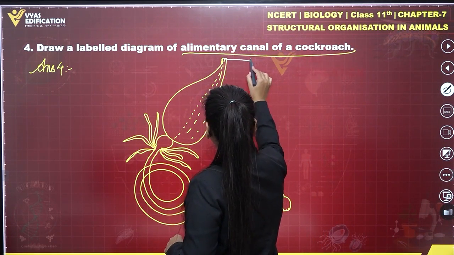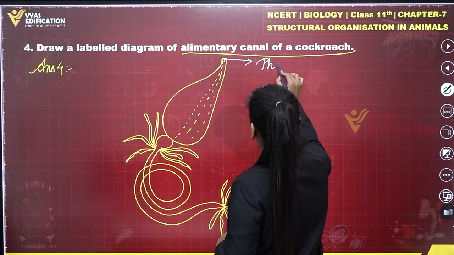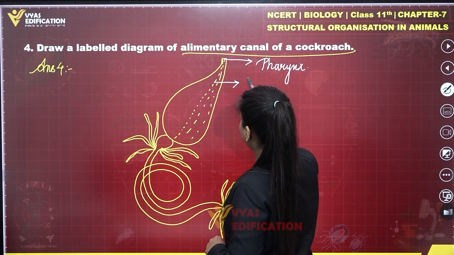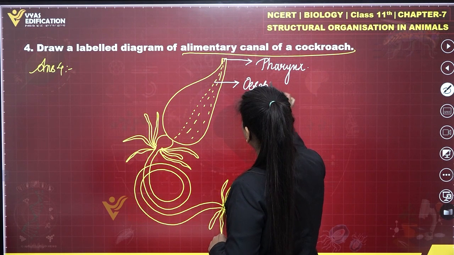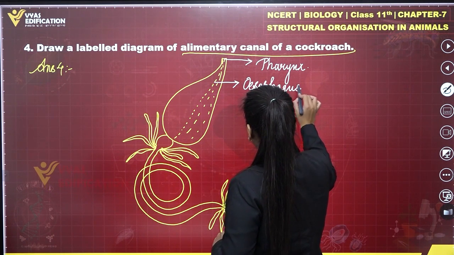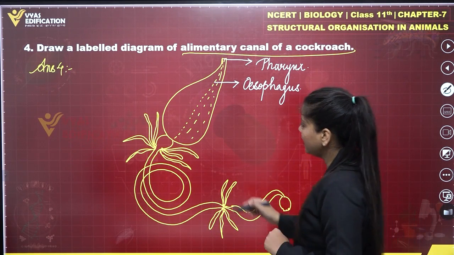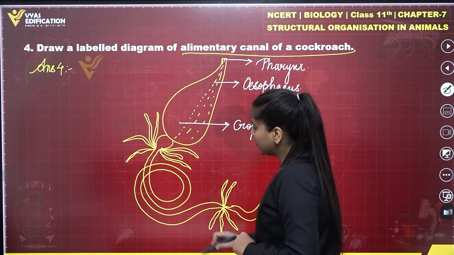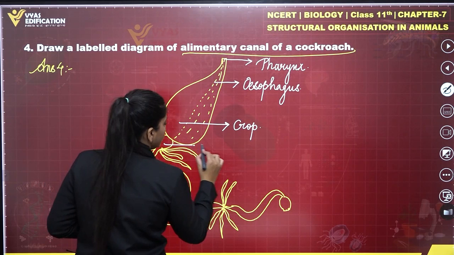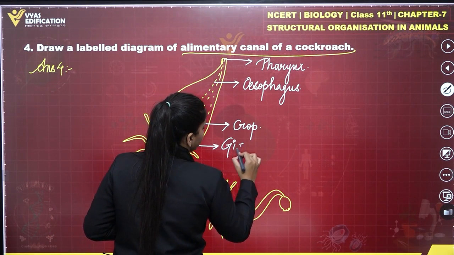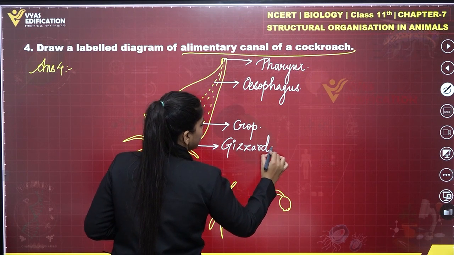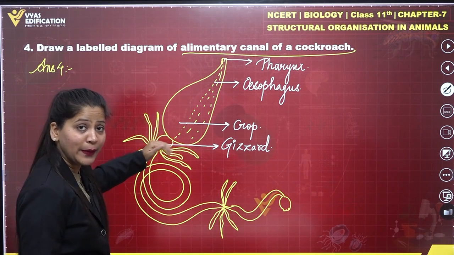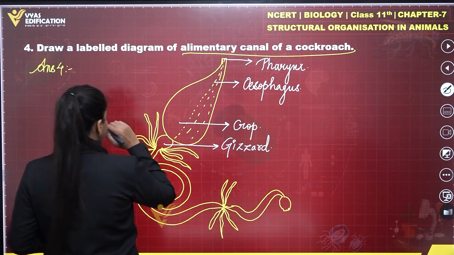So the first part of this alimentary canal is the pharynx. This is your pharynx. Then this is the esophagus of the alimentary canal of the cockroach. Then this portion is known as the crop of the cockroach. This portion is known as the gizzard. Right? Now these filamentous structures you can see below the gizzard part of the alimentary canal in the cockroach.